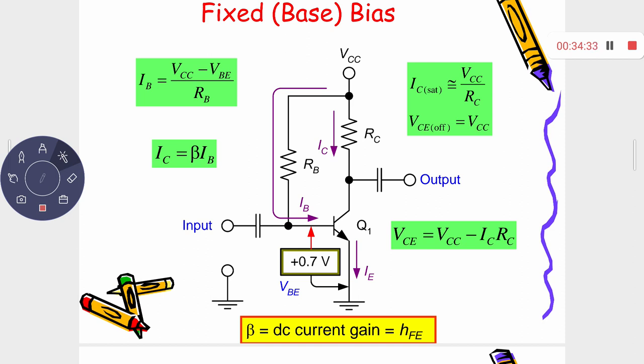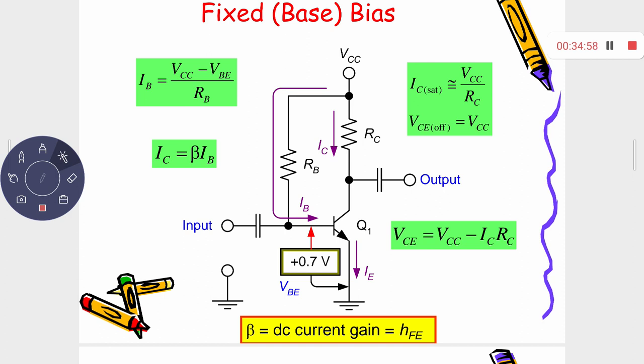They have assumed that VCE sat is equal to 0. In that case, what is your IC saturation? VCC minus VCE sat upon RC, and with VCE sat equal to 0, it is VCC upon RC. If it is a very ideal transistor, then VCE saturation is equal to 0 volt only. So IC sat is VCC upon RC and VCE cutoff is equal to VCC.